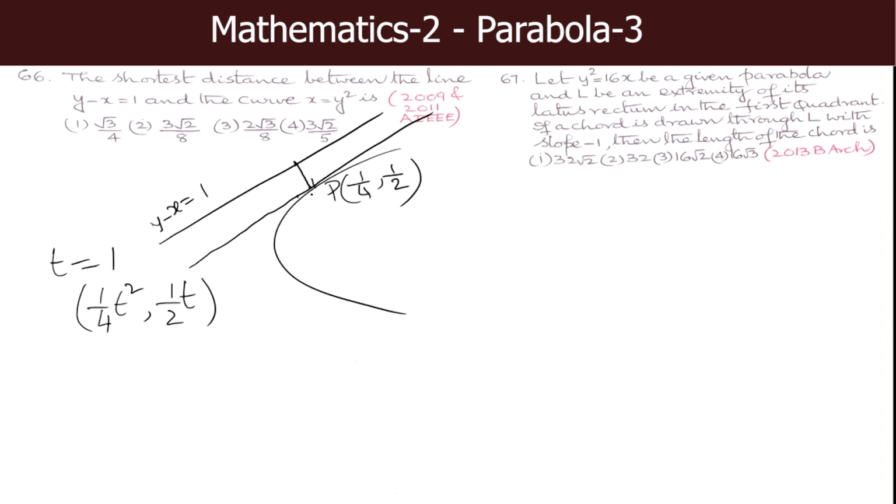So, what is the shortest distance? The distance of P from the line y minus x minus 1 is half minus 1 by 4 minus 1, which is 3 by 4, divided by root 2, that is equal to 3 by 4 root 2, or that is 3 root 2 by 8. This is the distance of the point P from the straight line, which is the second one. Twice given in the EAPCET paper of 2009 and 2011.